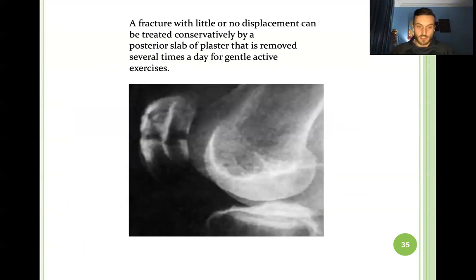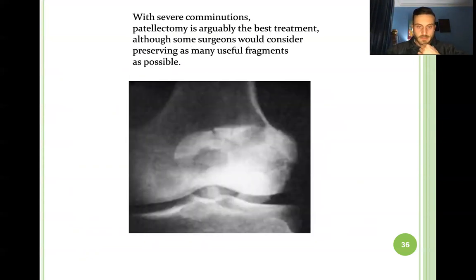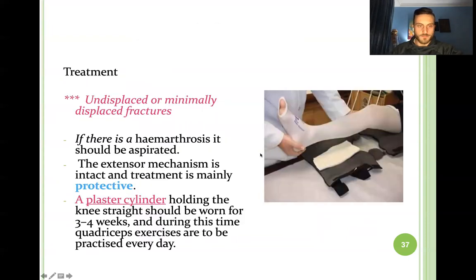This is a lateral X-ray. You can see here the transverse fracture in the patella. Don't forget that this fracture of the patella is intra-articular, because the patellofemoral joint is a joint. So what principles do we have to follow? Anatomical reduction and rigid fixation. Here you can see the fracture line for the lateral pole.